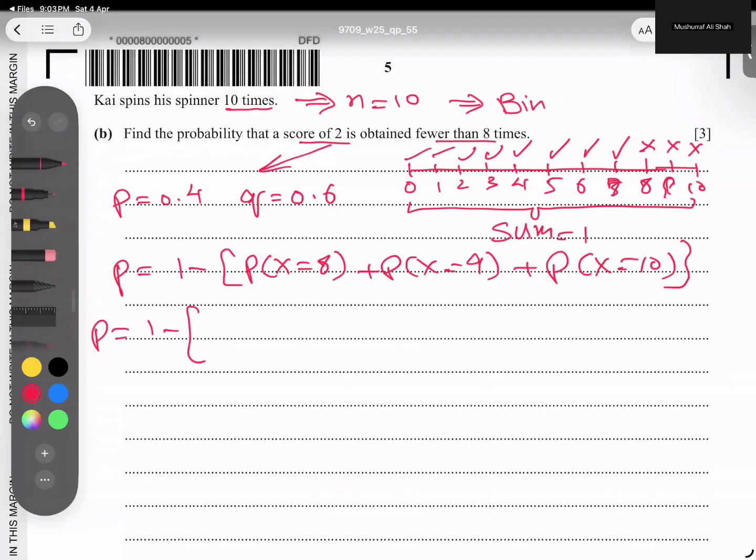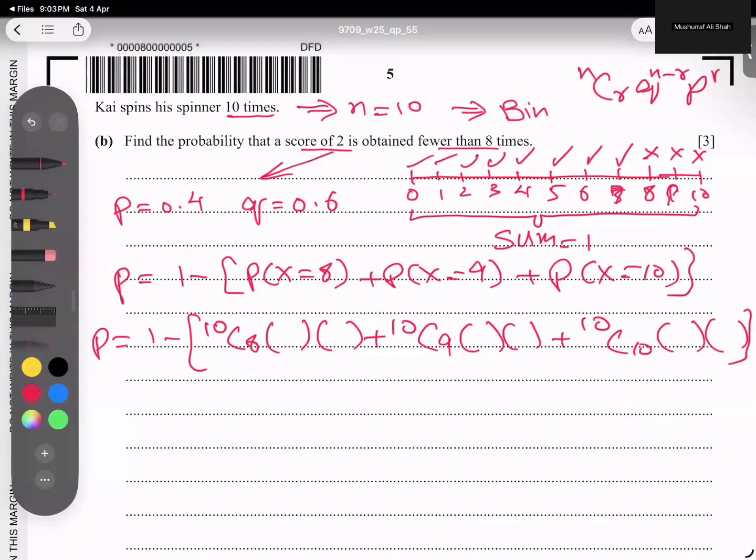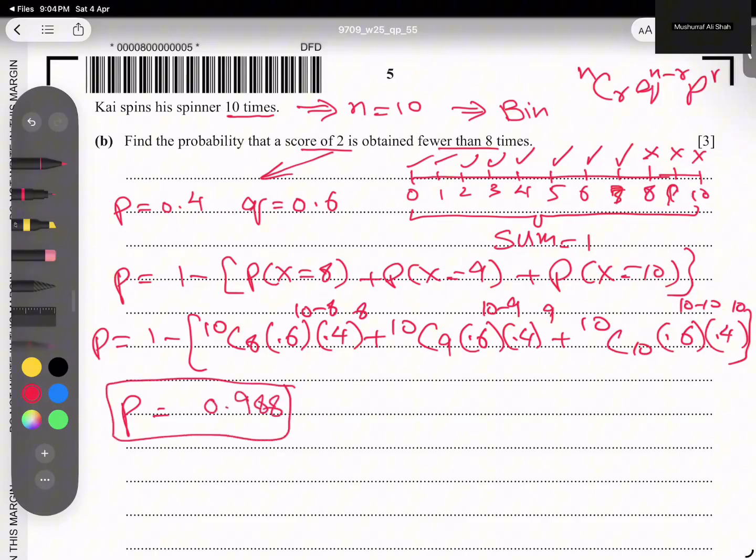And the formula, obviously you know it very clearly: nCr, Q to the power n minus r, P to the power r. So I'm writing 10C8, 10C9, and 10C10, each with brackets. And here 10 minus 8, here 8, here 10 minus 9, here 9, here 10 minus 10, here 10. In each first bracket is Q, and Q is 0.6, then 0.4, 0.6, 0.4, 0.6, and 0.4. If I check the answer, it turns out to be 0.988. And Alhamdulillah, the concept is very clear.